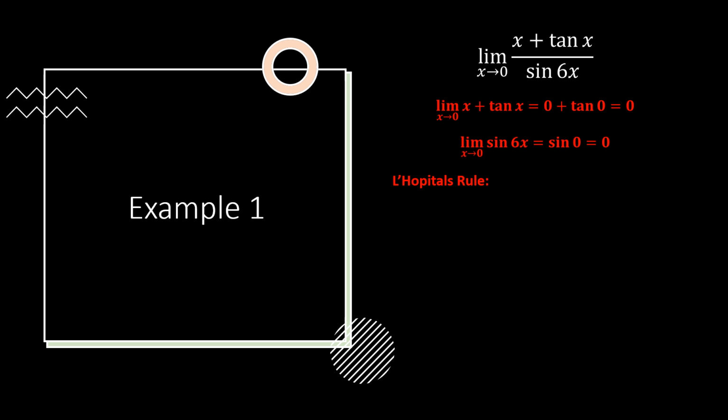So using L'Hopital's rule, I'm going to take the derivative of the top to get 1 plus secant squared x over the derivative of the bottom, which is 6 cosine 6x. Now I'm plugging in my limit. I get 1 plus secant squared 0 over 6 cosine 0. Remember, secant squared 0 is 1. So I have 1 plus 1 over 6, which is 2 sixths, which is 1/3.